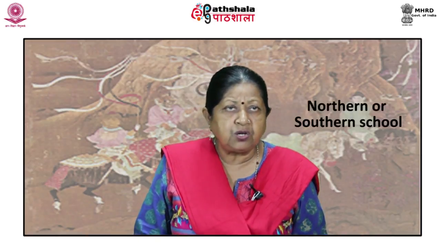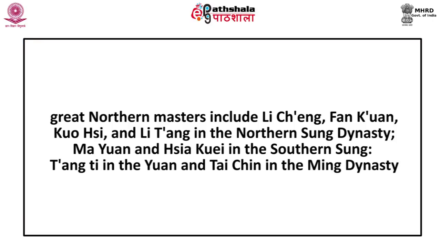Chinese critics decided whether a particular painter belongs to the northern or southern school chiefly on the basis of his style. If his ink landscapes have a firm structure, if his line tends to be rather hard, angular and abrupt, if his rhythm tends to be jerky, and if he exploits dramatic contrasts of line and tone, he is classed as a northern painter. The great northern masters include Li Cheng, Fan Quan, Qiu Hisi and Li Teng in the Northern Dynasty, Ma Yuan and Hisa Kui in the Southern Sung, Tang Ti in the Yuan and Tan Qing in the Ming Dynasty.